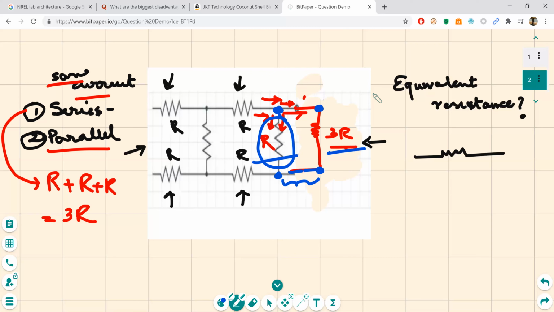So when you have parallel resistors, it's not as simple as adding them up. To combine the two, the 1 over the combined resistance is equal to 1 over the first resistance plus 1 over the second resistance. We call this the equivalent resistance. The order doesn't matter because you're adding them. You could have put 1 over 3R plus 1 over R. It makes no difference.